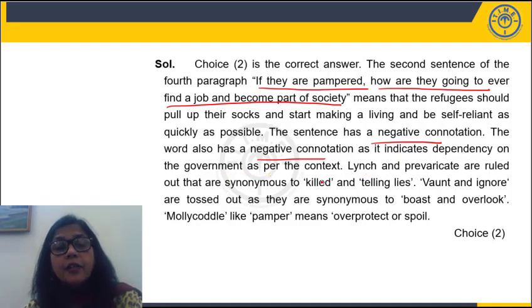Lynch and prevaricate are ruled out. So this is kill, this is telling lies. Want and ignore. Want is to boast, ignore is to overlook. Mollycoddle is your answer here.